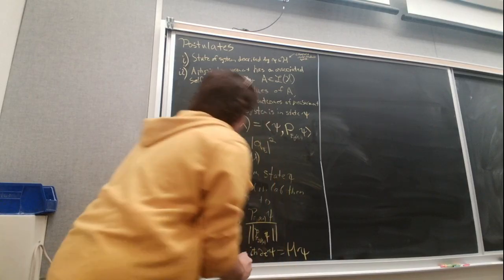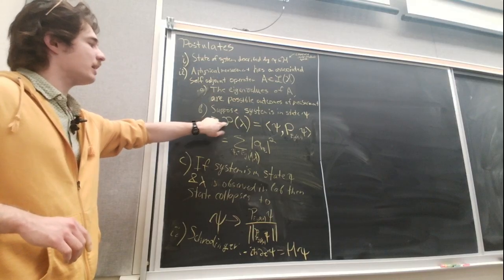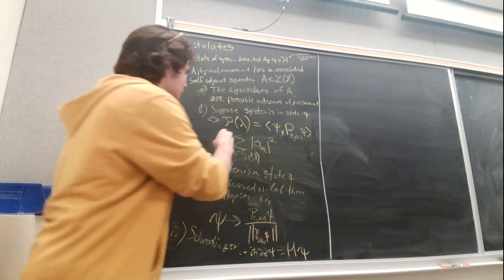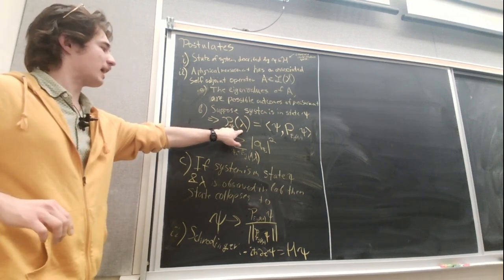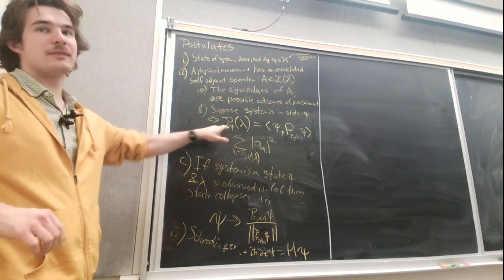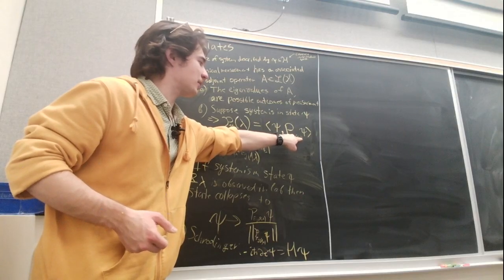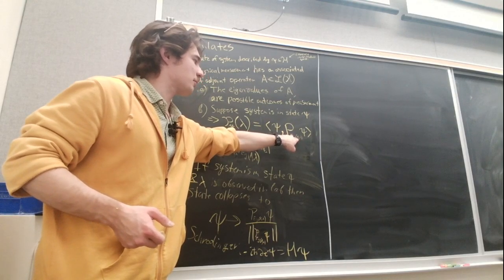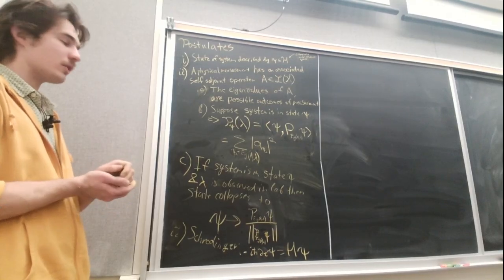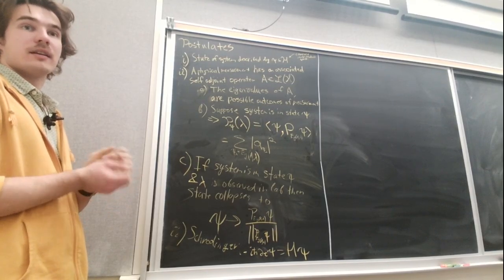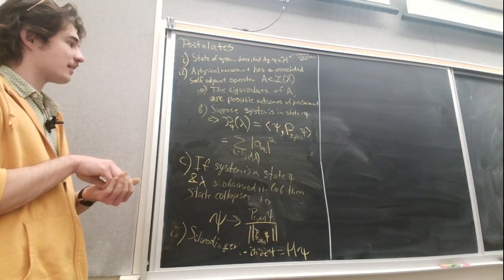Was there any other P? Yes, this is the probability of measuring lambda. Actually, this should maybe have a psi subscript: the probability of measuring lambda if I'm in state psi. And this is the projector onto the eigensubspace of A with eigenvalue lambda. Okay, that makes more sense.